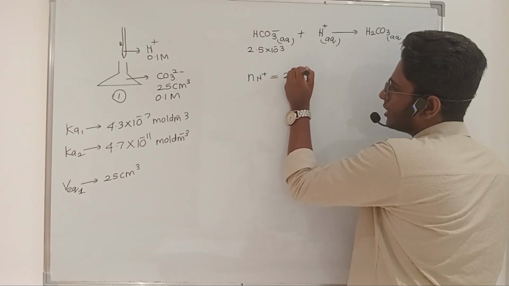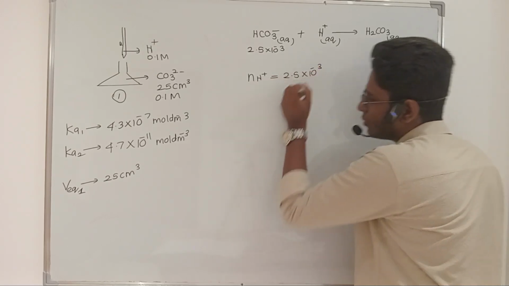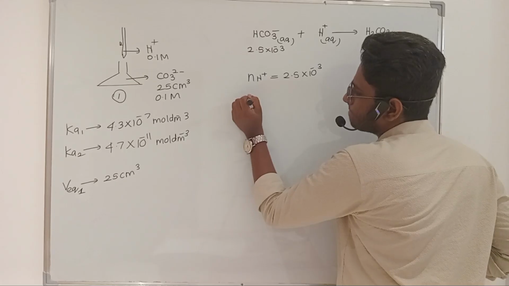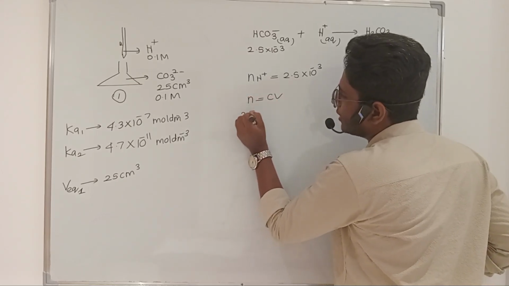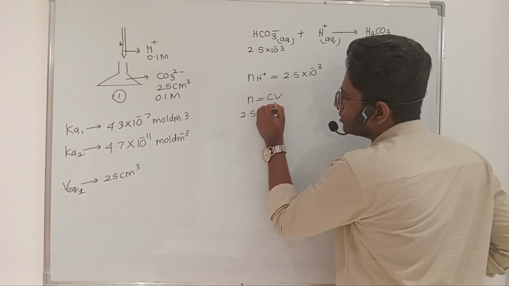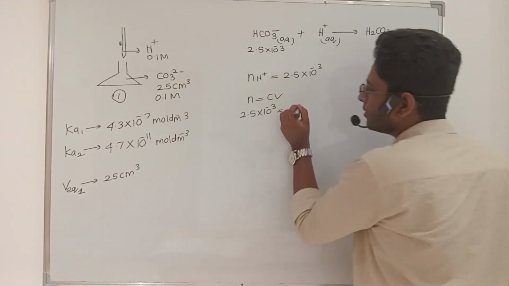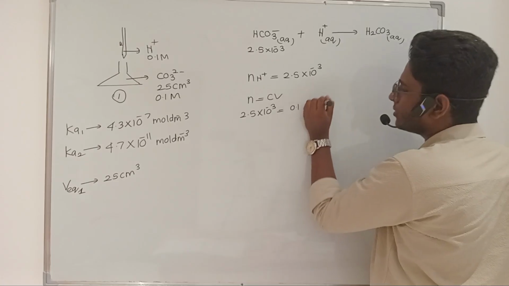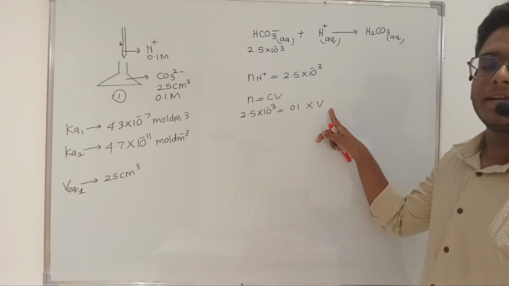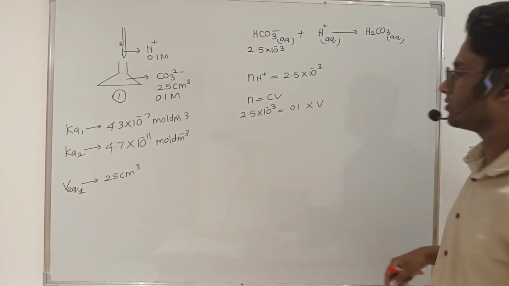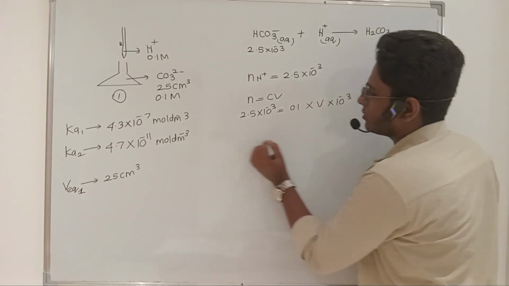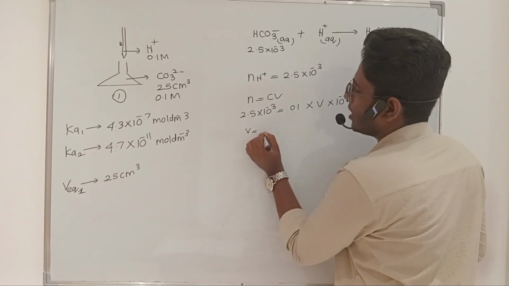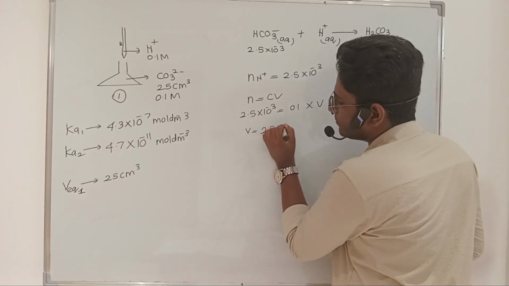2.5 into 10 to the power minus 3 moles, right? And what is the volume of H plus needed? You can put n equals Cv. So n is equal to 2.5 into 10 to the power minus 3 moles. What is the concentration of H plus? 0.1. And what is the volume? If I multiply by volume, I'll be getting decimeter cube. To get in centimeter cube, I'll divide it by 1000 also. So the volume I'll be getting is 25 centimeter cube, right?